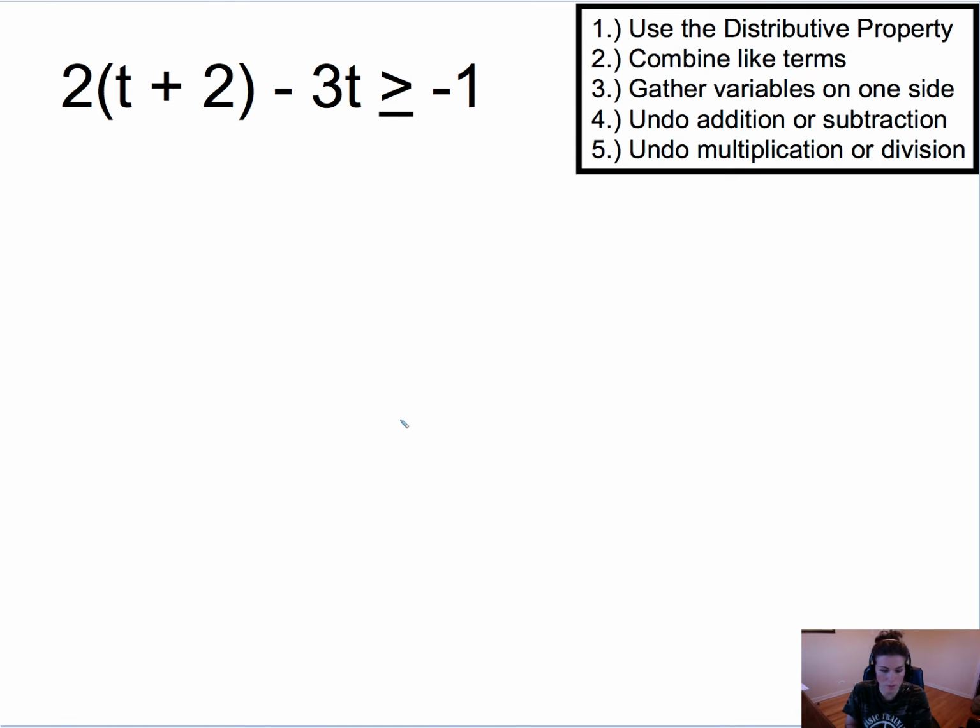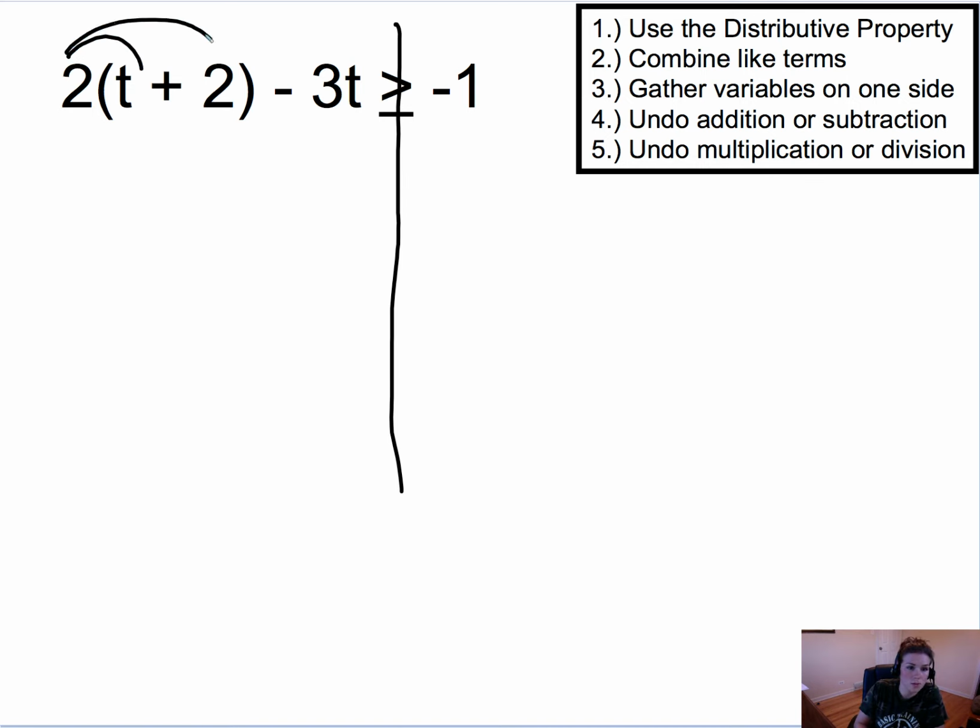adding a couple more steps now. So first, separate the two sides. Use the distributive property. Well, we know we need to do that this time because we've got parentheses and we cannot add t plus 2. So I distribute that 2 to the t and the 2. 2 times t is 2t. Bring down the plus sign. 2 times 2 is 4. And then just bring everything else down.